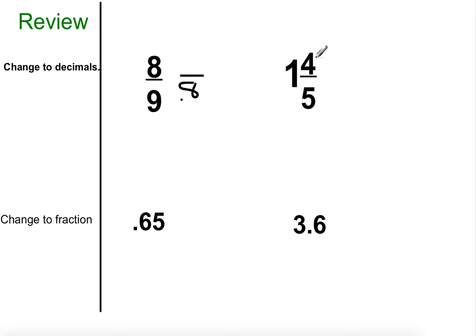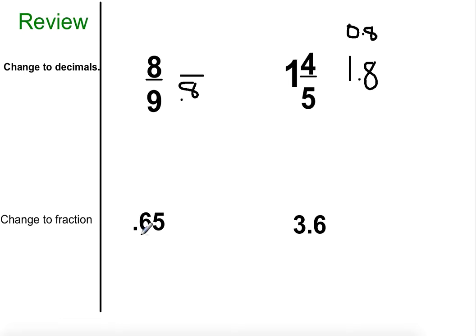4 goes into 5, or I'm sorry, 5 goes into 4. On your calculator, it's 4, the divide sign, 5, and you'd get 0.8. Well, take a look. We have the whole number 1, so this is 1.8.